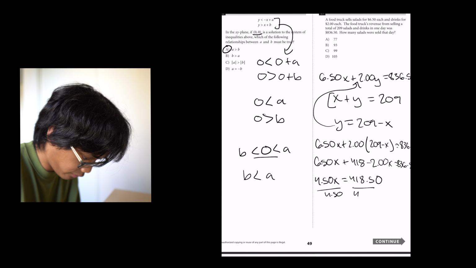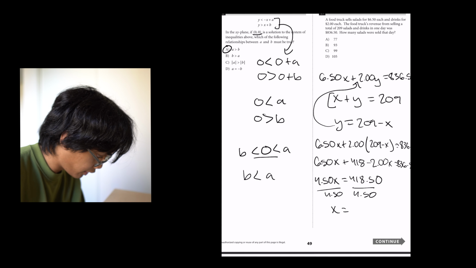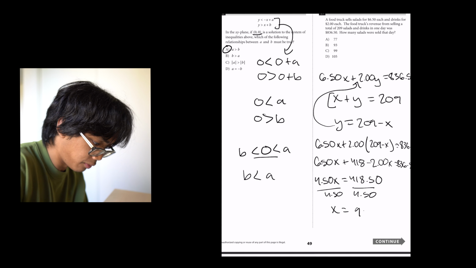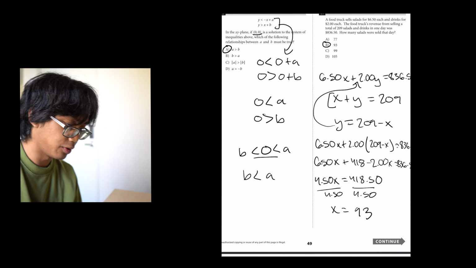by 4.5 on both sides, and that will give us 93, based on the answer choices available. I didn't have my calculator, so I couldn't do the math out, but I'm sure if you did the math out, you would find that it's 93.